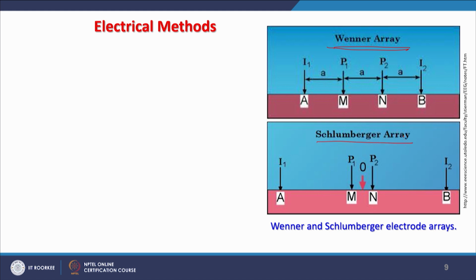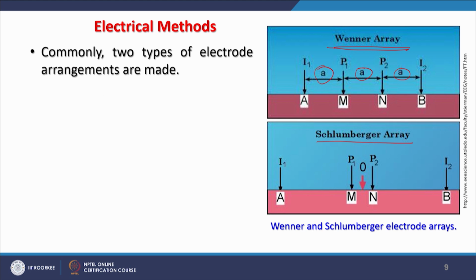So, one is the Wenner array, in which all electrodes will have the same distance, as you are seeing. The distance between all electrodes, whether current electrodes or potential difference electrodes, will have the same distance A in all these cases. Whereas, in the Schlumberger array, the distance is completely different. The distance between A and M is the same as B and N, but the distance between M and N is not the same as A and M, as in the case of Wenner. So, that is the major difference in it.